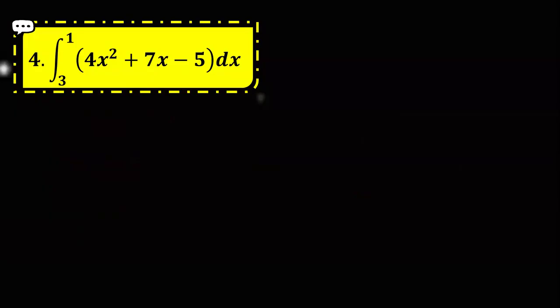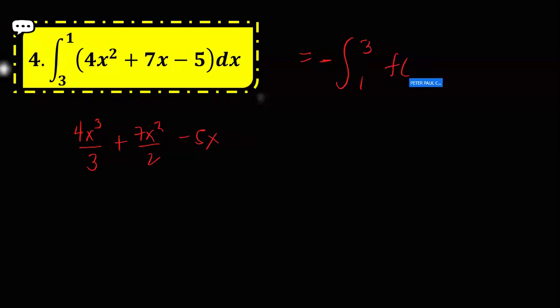So it's impossible to have a 3 to 1. To fix this one, let's integrate this first. So we have 4x cubed over 3 plus 7x squared over 2 minus 5x. And then we make it a negative sign because we wanted to have the integral from 3 to 1 of the function f of x dx. So to do that, we make this one negative.